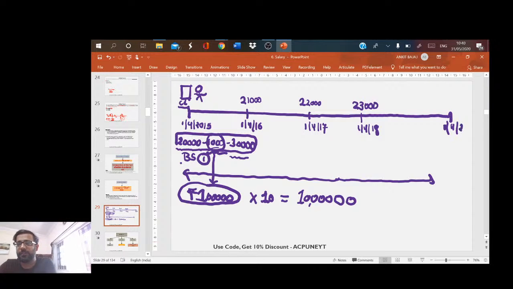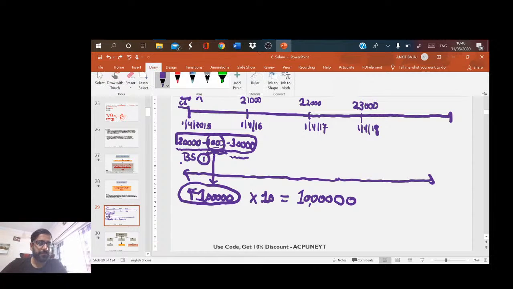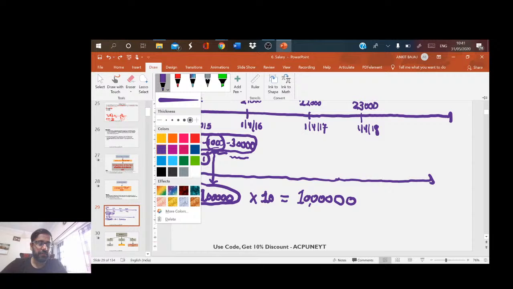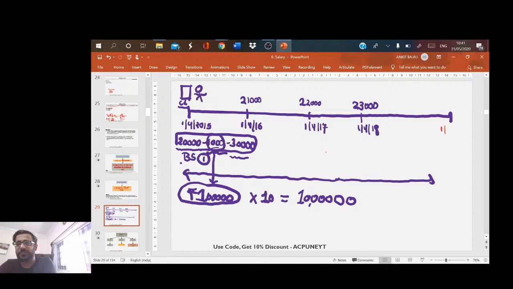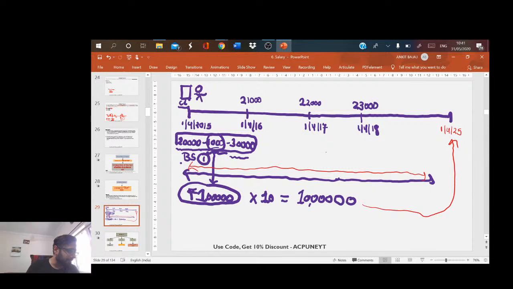So you are receiving this arrear on 1st April 2025, after 10 years. You are receiving arrear for the past 10 years. Is it clear? So whatever arrear you receive now is going to be taxable on receipt basis.